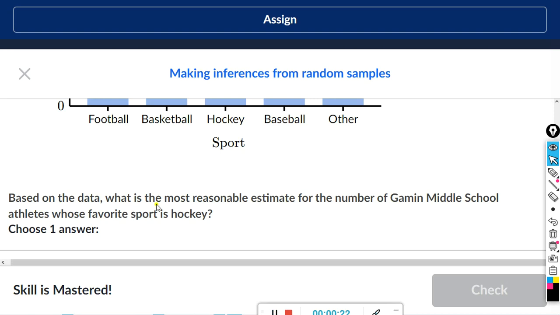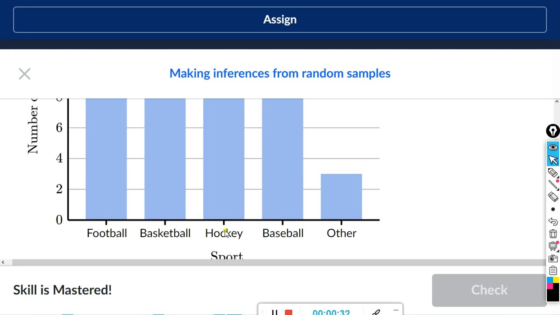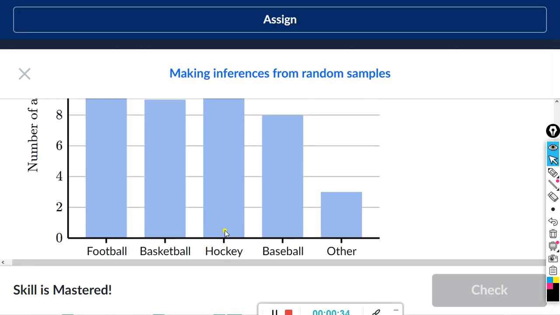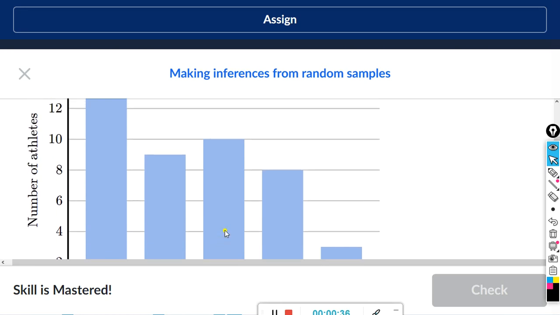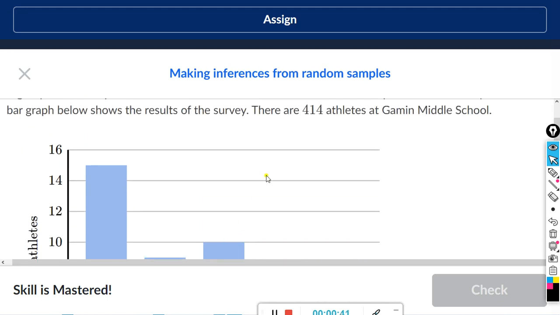Based on the data, what is the most reasonable estimate for the number of Gammon Middle School athletes whose favorite sport is hockey? So what you want to do is find the percentage of people from this survey whose favorite sport was hockey, and then you take that percentage and multiply it by 414. You multiply it by the total.